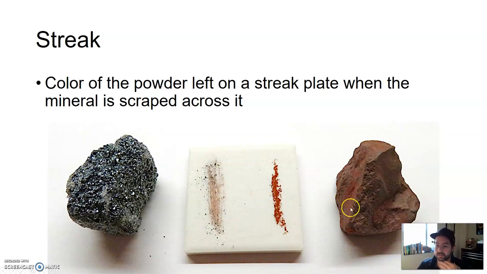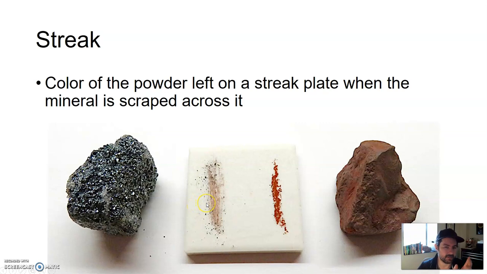For instance, this mineral on the right, which you can see is kind of a reddish-brownish color, when you streak it, forms a reddish-brownish streak. The mineral on the left is actually kind of like a shiny gunmetal gray, but when you streak it, it also has a brownish-red streak to it.